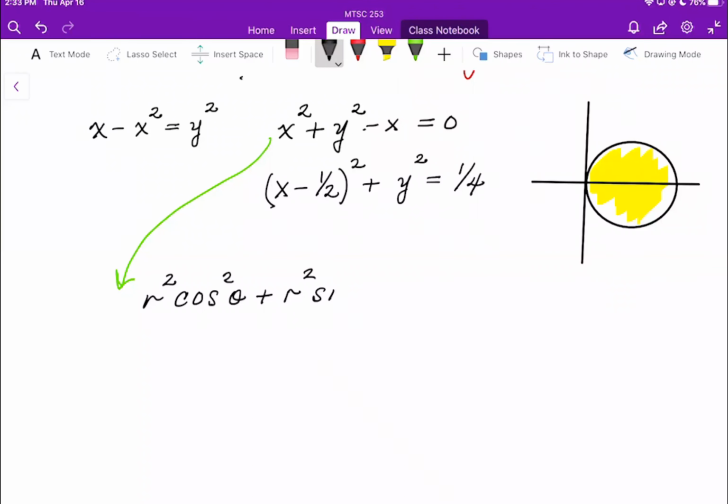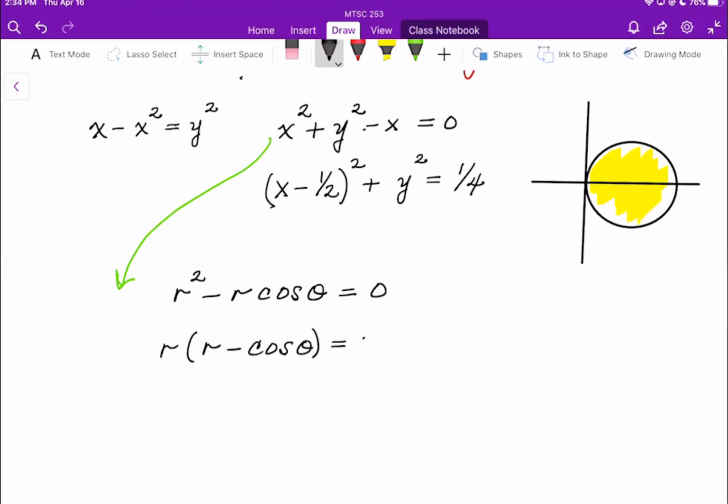Why am I doing all that? x squared plus y squared is r squared. We already know that. Minus x is r cosine theta, equals 0. So I factor out the r. So this curve is r is equal to cosine theta. Okay.